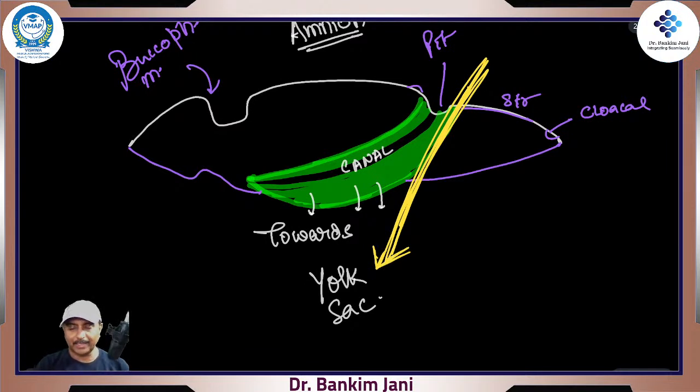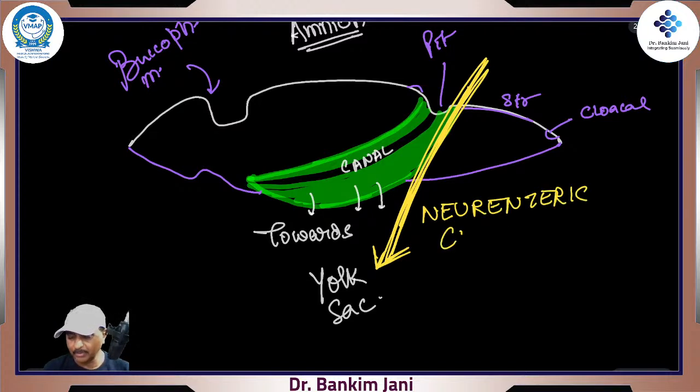So this is a canal which is between the amniotic cavity and the yolk sac, and this canal is called the neuranteric canal. No doubt this is temporary, after that it gets closed, but this neuranteric canal is like a temporary connection between the amniotic cavity and the yolk sac. Very, very typical thing to understand.